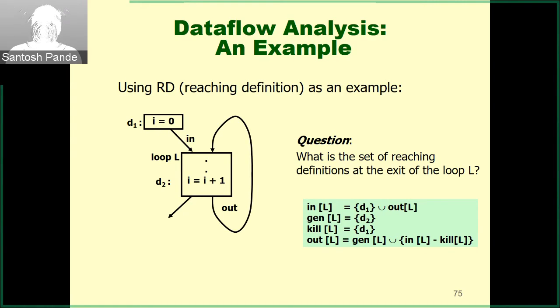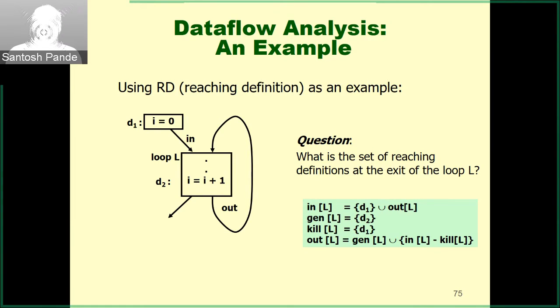So those are getting combined into the inset, because in order for a definition to reach a particular point, it must come along by at least one path. Remember that definition of how we saw a reaching definition? There has to be at least one path along which it is not killed. So that is where the union operator at the entrance of the basic block comes in: if it comes along at least one edge, it reaches that particular program point. And that's why we take a union of all the outsets of the predecessors of a given basic block like L. And along each, if there is some definition coming in, it will get included. So that's why in of L is equal to D1 union out of L.